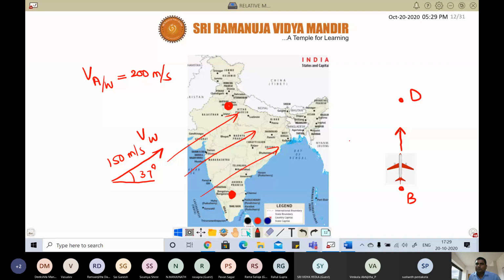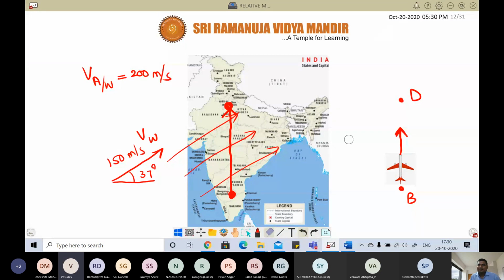Now suppose he heads in this direction. That means his effort is along this direction, from Bangalore to Delhi only. He is putting his effort in this direction only. Now tell me, will he land in Delhi? Can anybody tell?